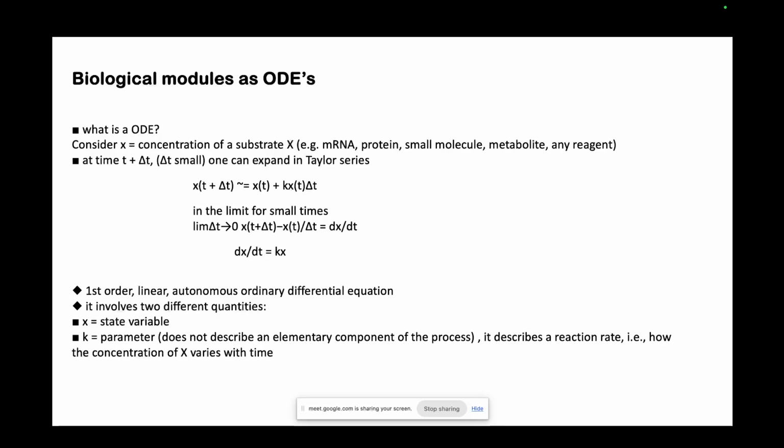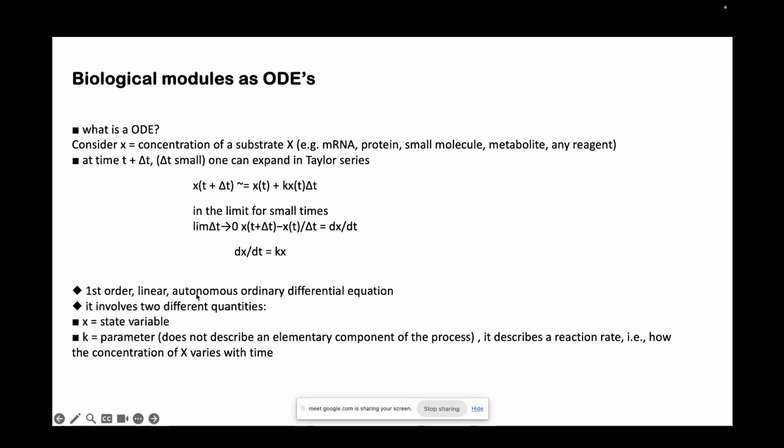So first order is basically whatever the highest differential is. Here the highest differential is dx/dt, which is a one-time differential, so this is a first order differential equation. If you have a d2x/dt2 or a d3x/dt3, those will be higher order differential equations, second order and third order.